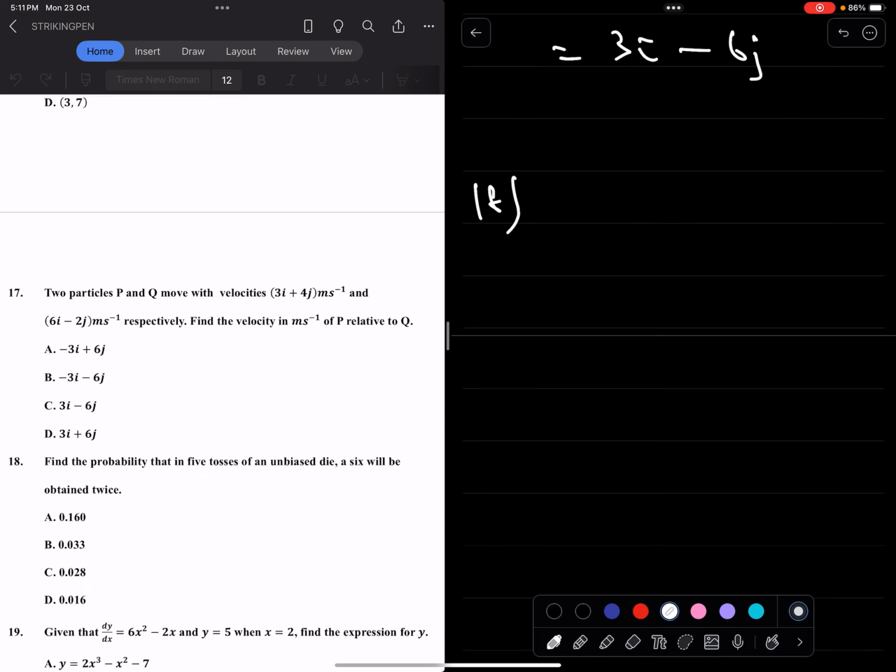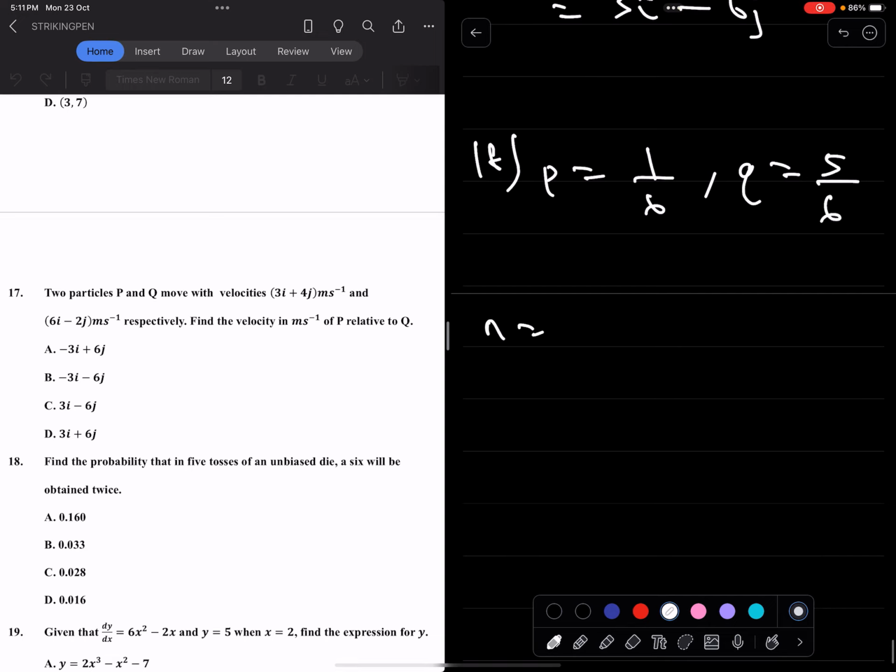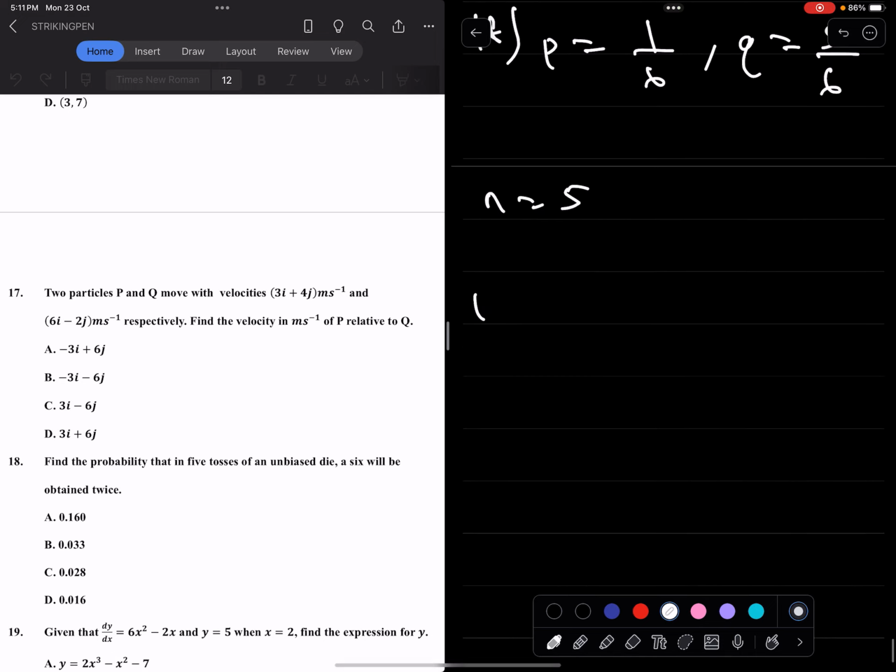Now to number 18: find the probability that in 5 tosses of an unbiased die, a 6 will be obtained twice. Let's go. The probability of obtaining a 6 is 1 over 6. That means the probability of not obtaining a 6, which is 1 minus 1 over 6, is 5 over 6. So n is the number of trials, that's 5. Now the probability that a 6 will be obtained twice is P of X equals r, which is 5C2 times p raised to power r.